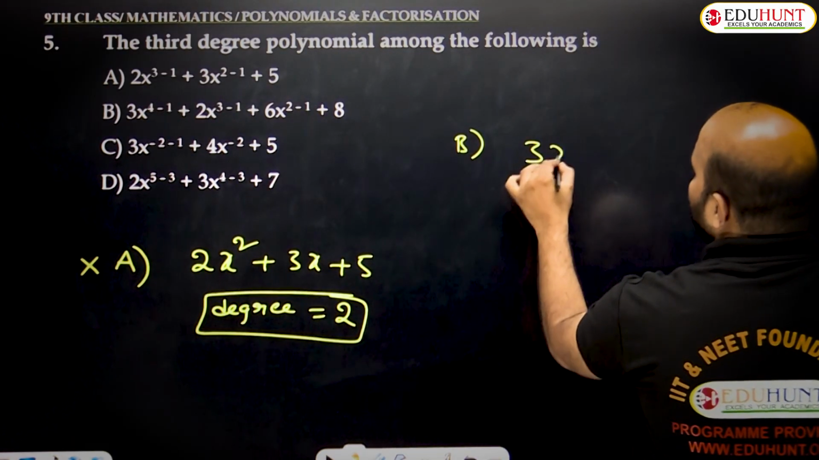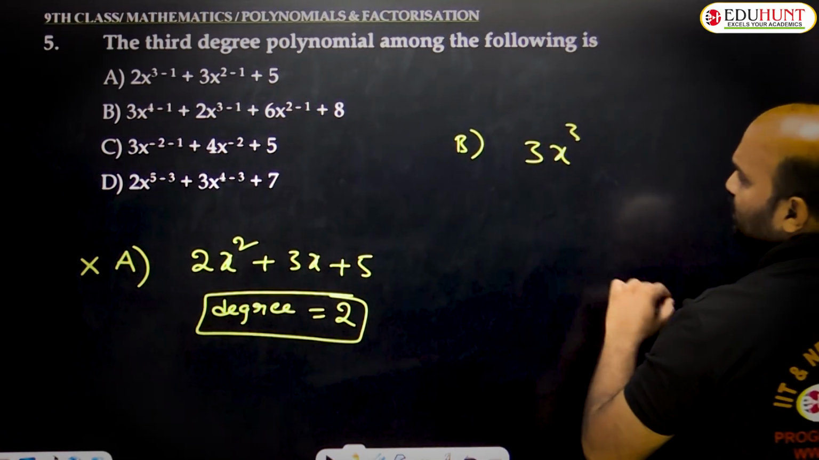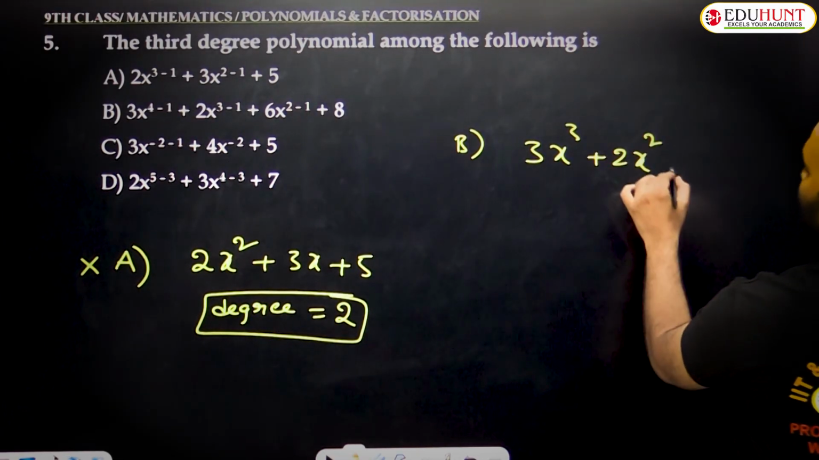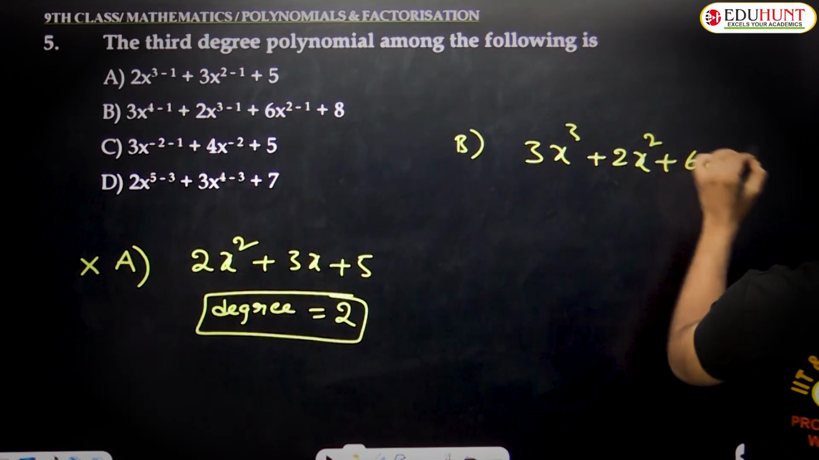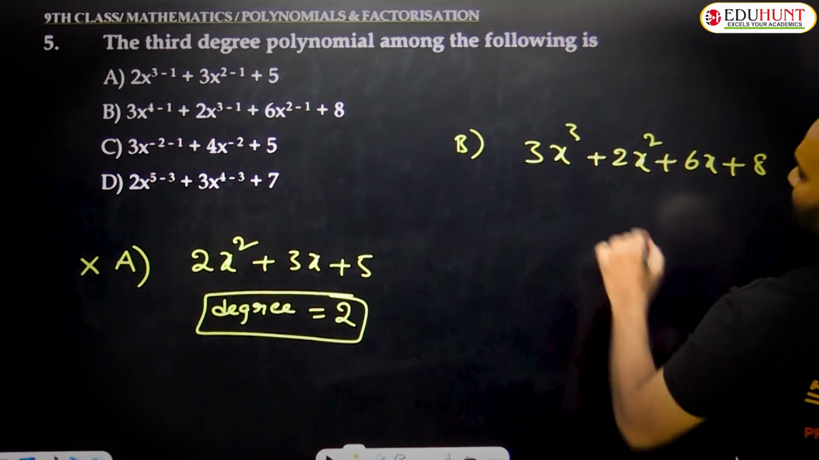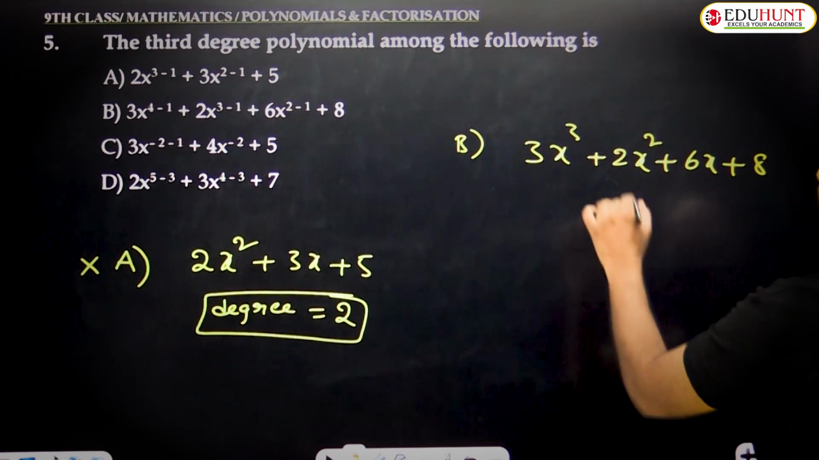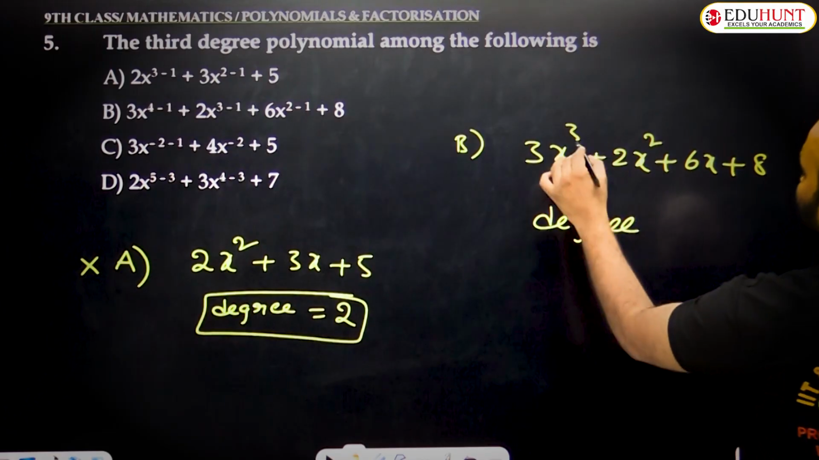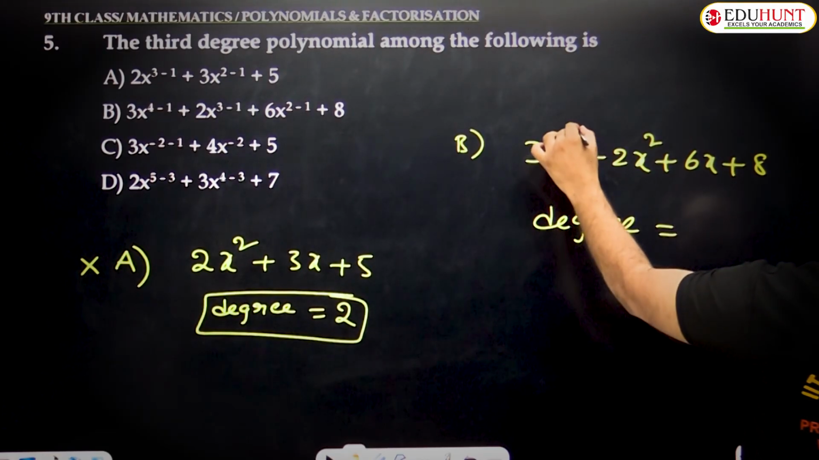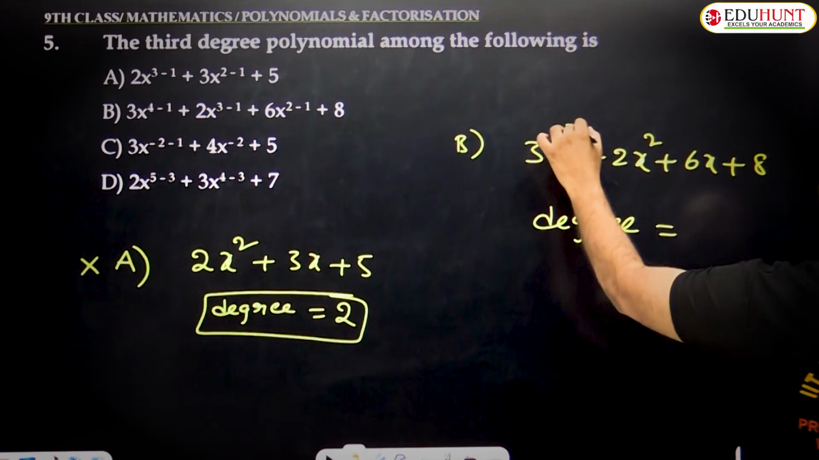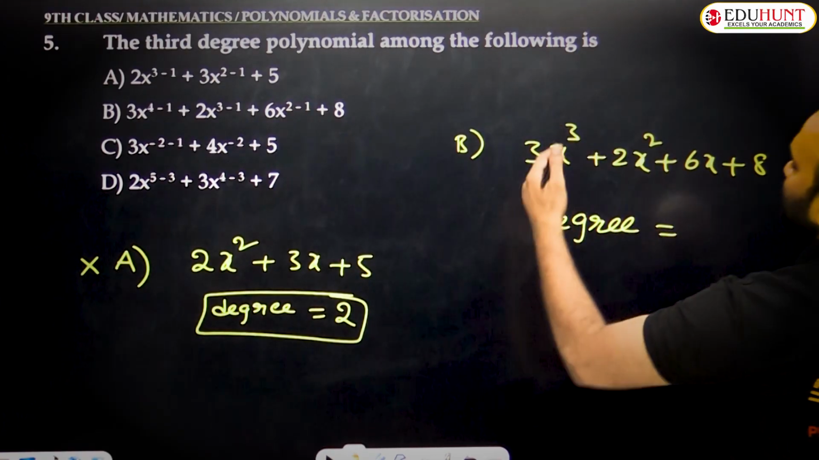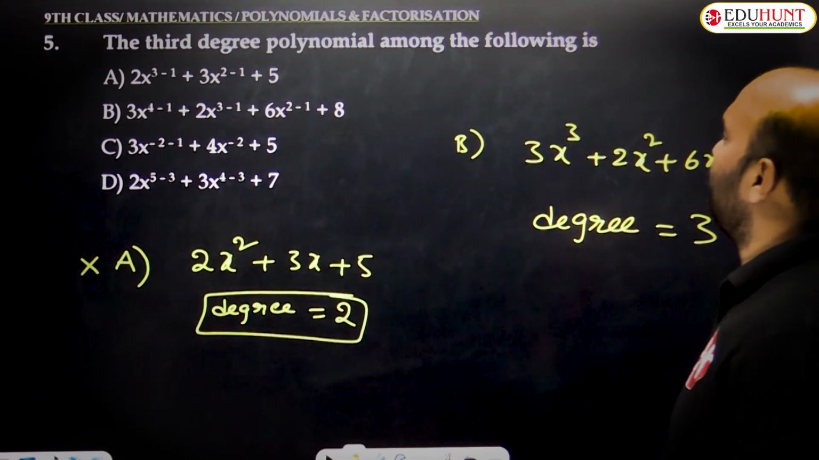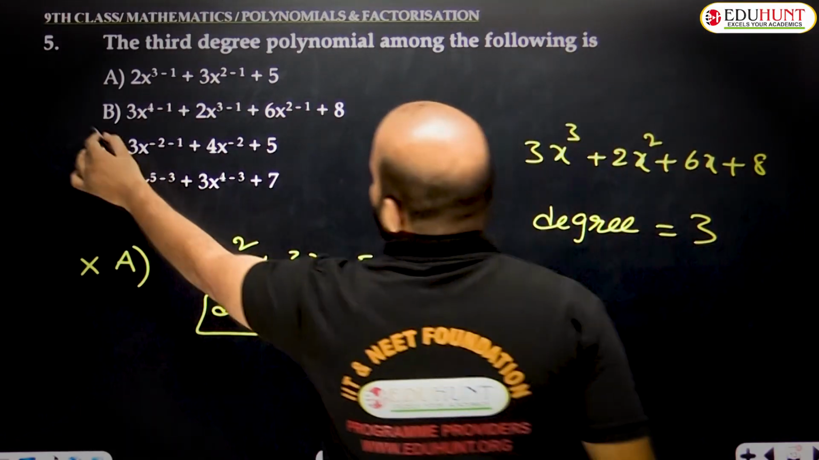3x power 4 minus 1 is nothing but 3x cube, plus 2x power 3 minus 1 is nothing but 2x square, plus 6x power 2 minus 1 is nothing but x plus 8. So it is a polynomial equation, and that equation has degree 3. Because what is the degree? The highest exponent value. Here x power 3, here x square, here x power 1. So what is the highest exponent value? 3. So the degree is also 3. The question I am asking is the third degree polynomial among the following. Option B is the right answer.